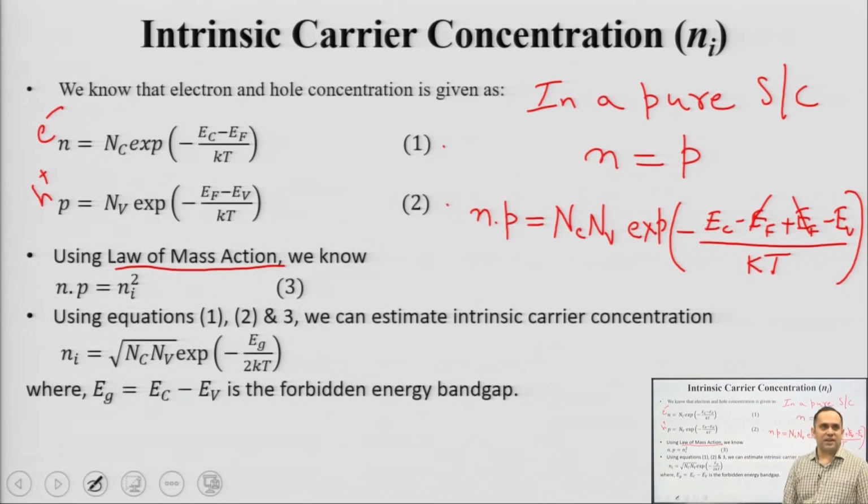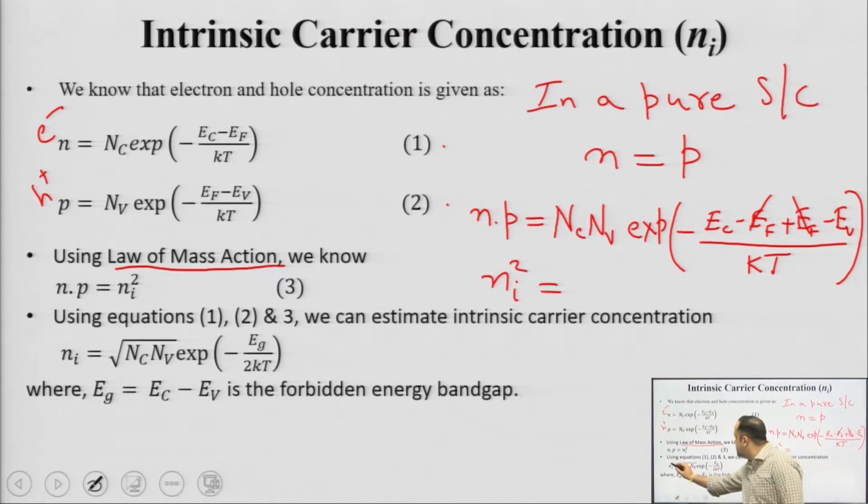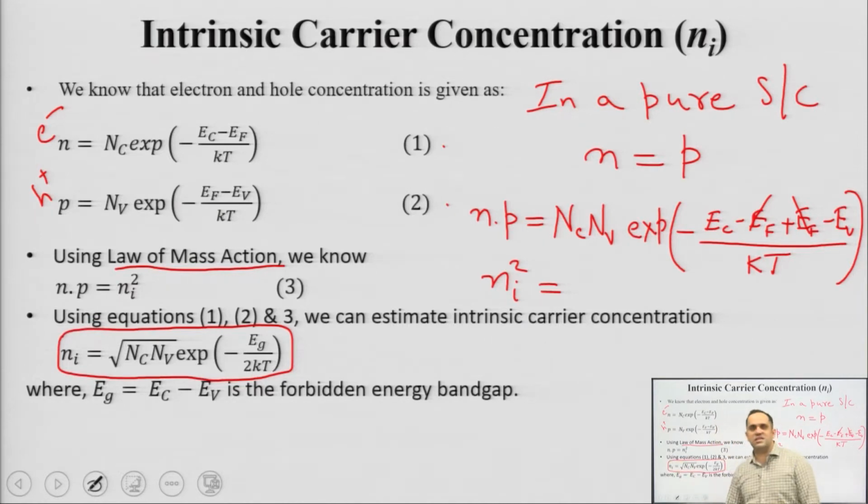According to the law of mass action, n times p is nothing but equal to the square of the intrinsic carrier concentration, and this term is equal to the term written here. If I take the square root now, I will get this expression here. This is the amount of charge carriers available per unit volume inside an undoped semiconductor. This will be equal to n, and this will be equal to p. So, this many electrons will be available per unit volume inside the conduction band, and this many holes per unit volume will be available inside the valence band.